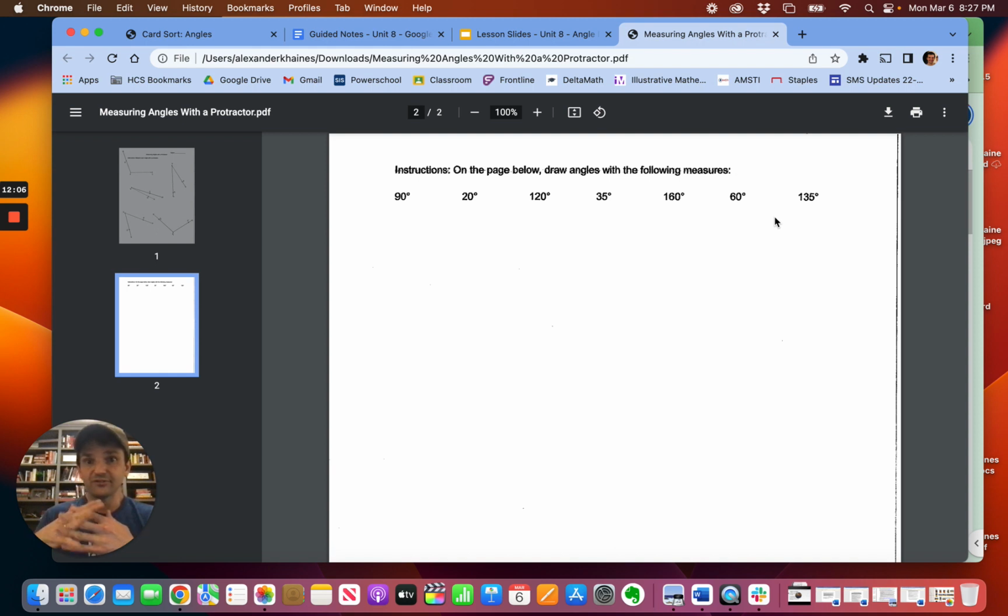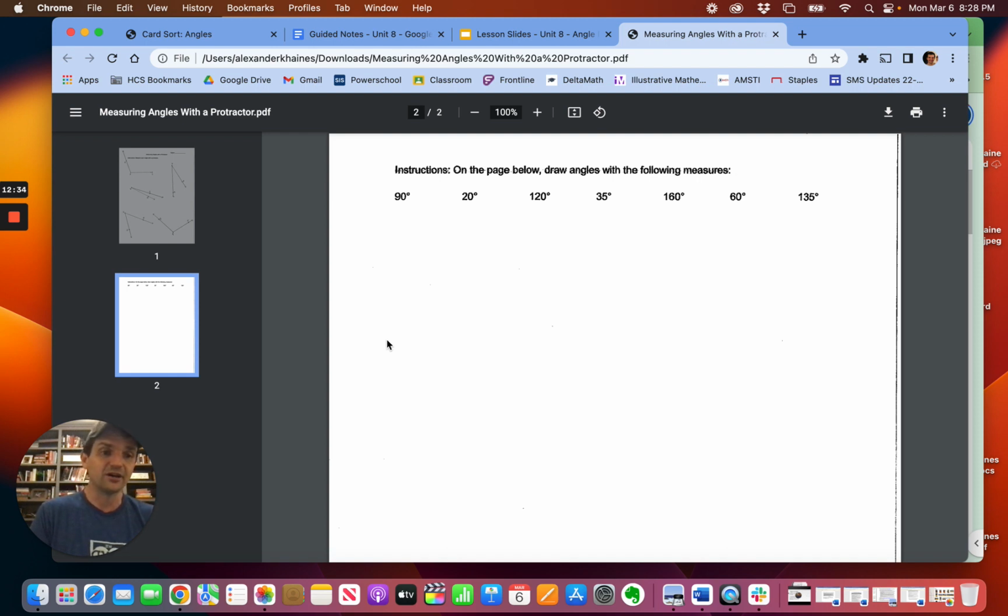Because frankly, there's probably a lot of different ways, but what I like to do is start with my vertex and then draw a line going off from that vertex, or a ray. And then set my protractor on that bottom line, which I usually orient along a horizontal line along the bottom, and then find where my other line needs to go, make a point, and then just connect the dots. So that's what I like to do with that. And we spent some time on that.